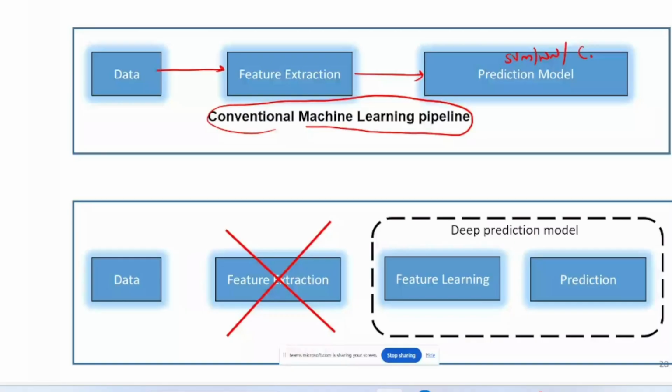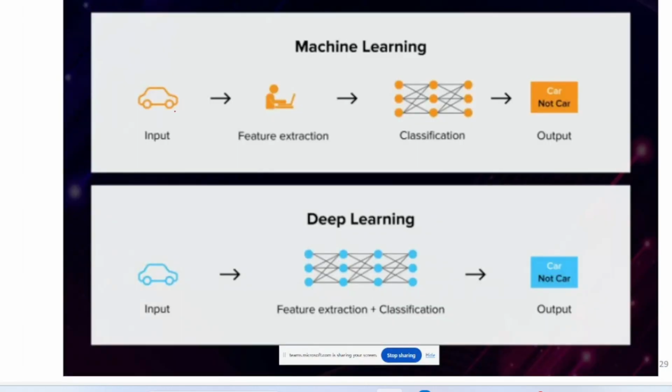But if you come to deep learning applications, you have the data. We are not extracting any properties. We just give the data to the prediction model. The model itself will extract the features and do the prediction. Both are taken care of by the prediction model. That is the difference between deep learning and machine learning. You can see you have the input, for example a car-related image. First you extract the features, the properties of this car, to identify whether it is a car or not. Then you give it to your model, meaning your algorithm.